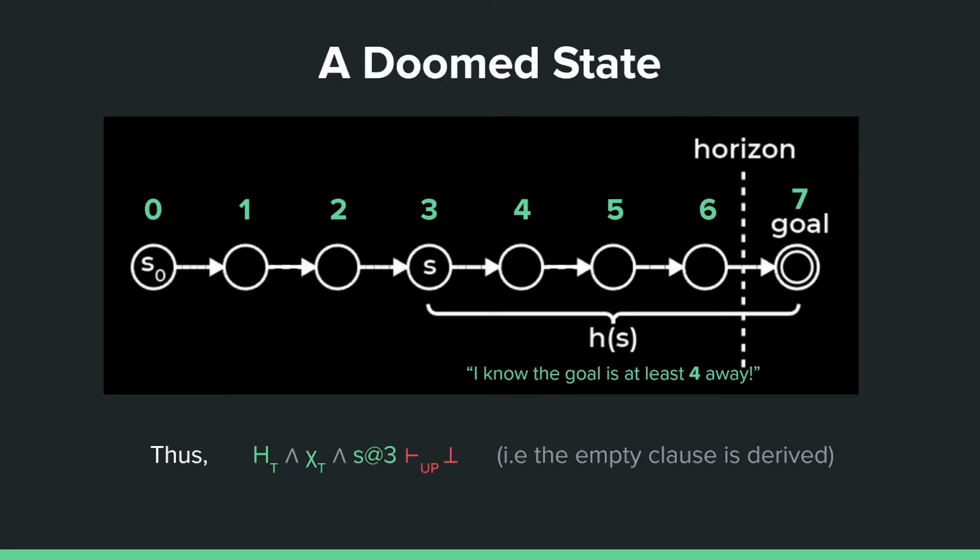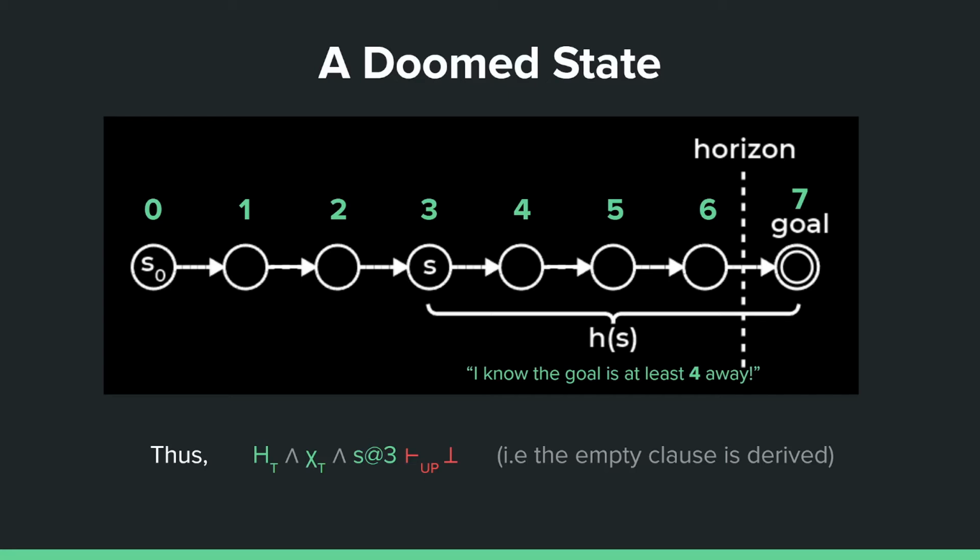As an example, here we have a state at time step 3 and a goal at 7, with the horizon bound at 6. We don't know that the goal is at 7 yet, so for all we know we can still reach it. However, because we're using an admissible heuristic, which always underestimates the distance to the goal, the heuristic value for the state says it's going to take at least 4 steps to reach the goal. Thus we know that this state is doomed to hit the horizon first, as it's only 3 steps away.